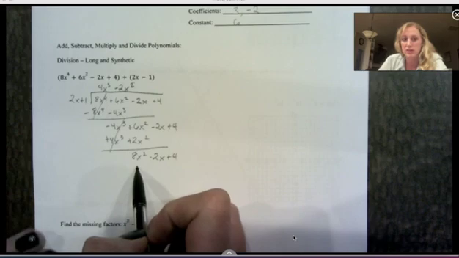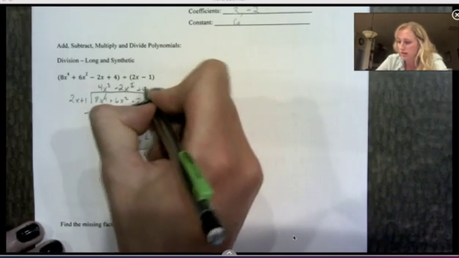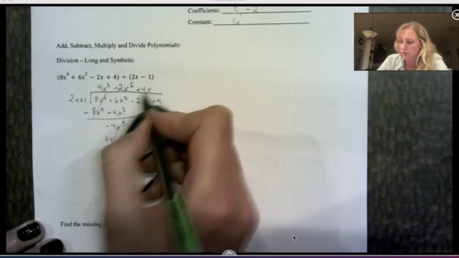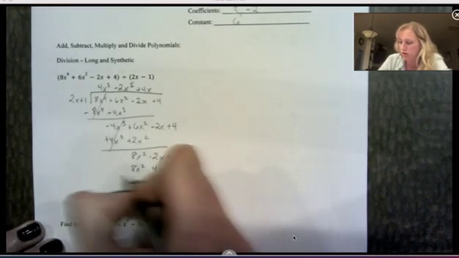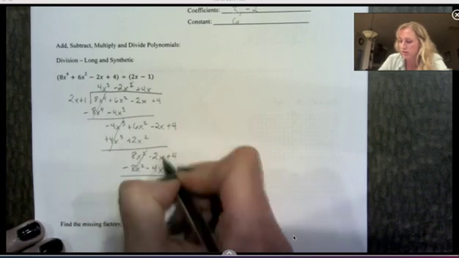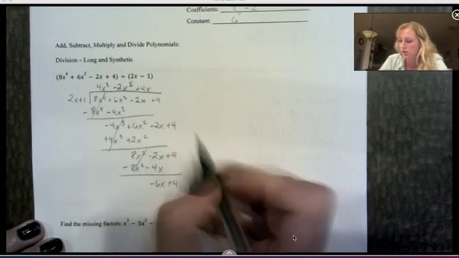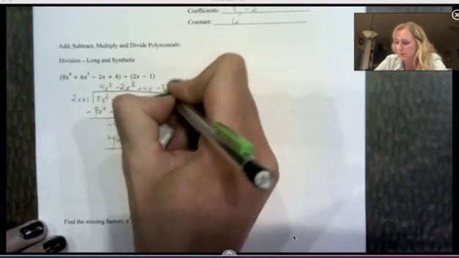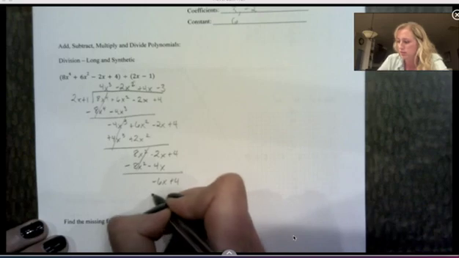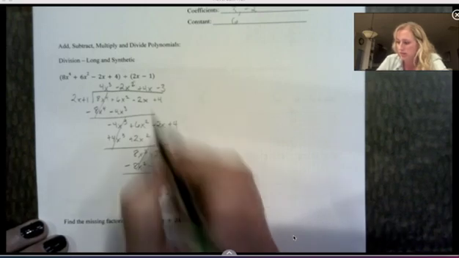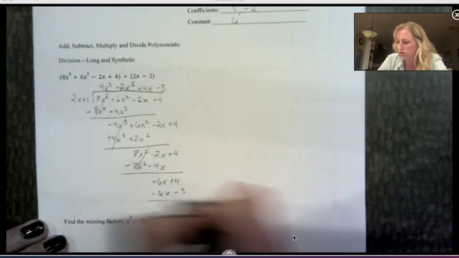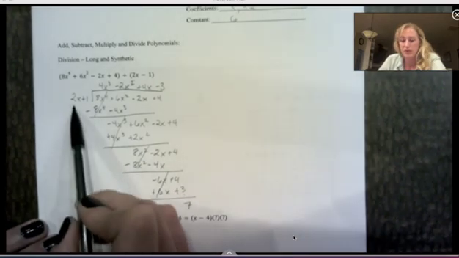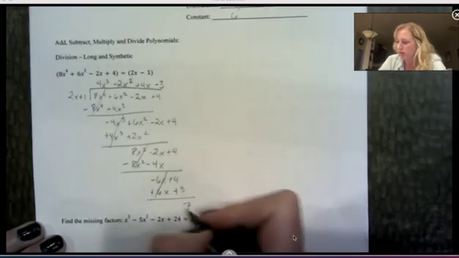2x times what equals 8x squared? That would be positive 4x. So 4x times 2x, 8x squared. 4x times 1 is 4x. Draw the line, change the sign. -6x plus 4. 2x times what equals -6x? That's -3. -3 times 2x is -6x. -3 times 1, -3. Draw the line, change the signs. 4 plus 3 is 7. 2x times nothing will give me 7, so this is my remainder.